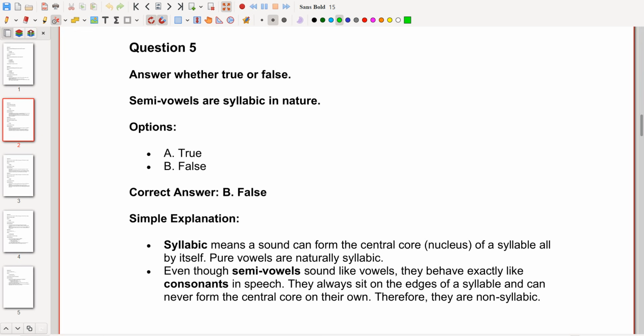Okay, pure vowels are naturally syllabic, even though semi-vowels sound like vowels, they behave like consonants in speech. So they are on the edge. These are edge cases. So they are often non-syllabic. So this statement is false. Okay, this statement is false. So option B is the right answer.